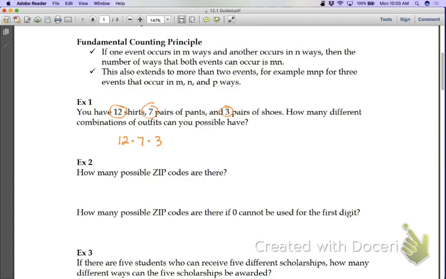Okay? So then I can see how many different possibilities I'm going to have. Essentially, for everything that I have, 252 possible combinations. Because every time I could have the same shirt, the same pair of pants, but I could have 3 different outfits just by changing my shoes. Does that make sense?